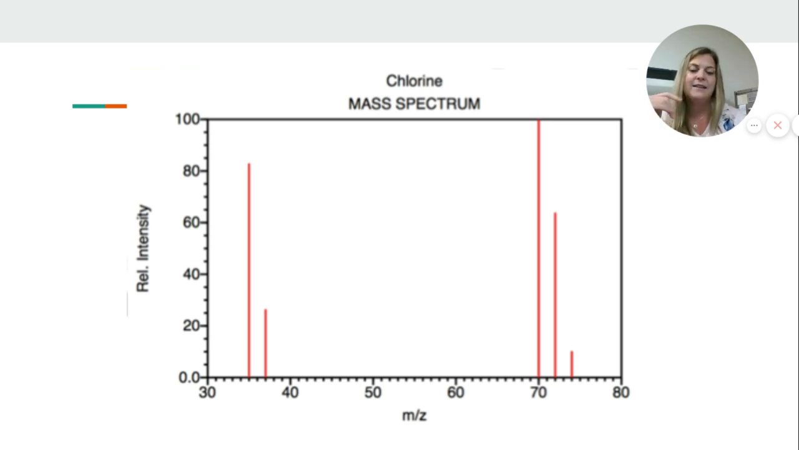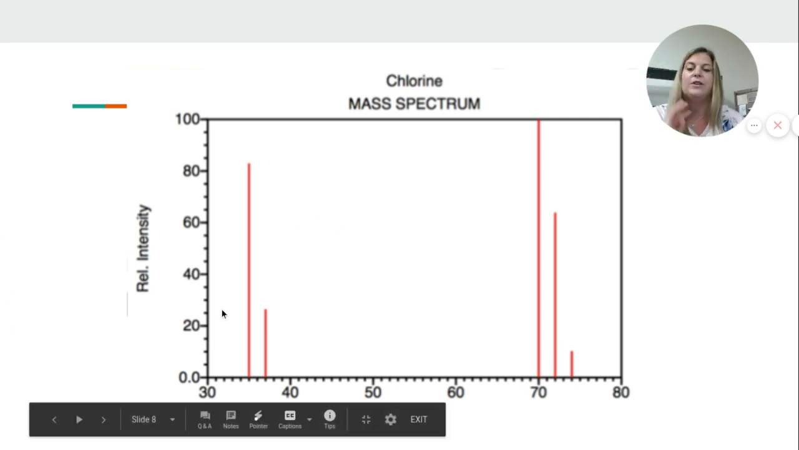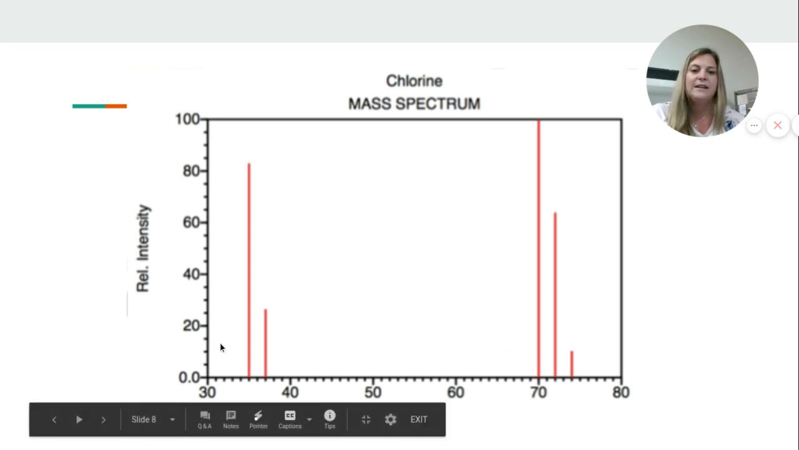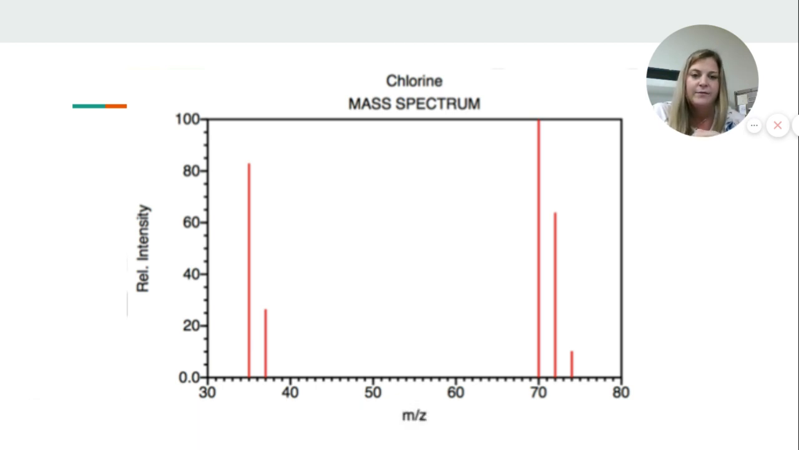All right, my last, I think, close to last slide of the day. I just want to talk a little bit about chlorine. So I hope that you guys remember that chlorine is diatomic, which means it is found in its natural state as a pair, right? So here is a mass spectrum for chlorine. You can see that there are 2 peaks over here on the left at 35 and 37 AMU. And then over here we have a 70, a 72, and a 74. Sorry.